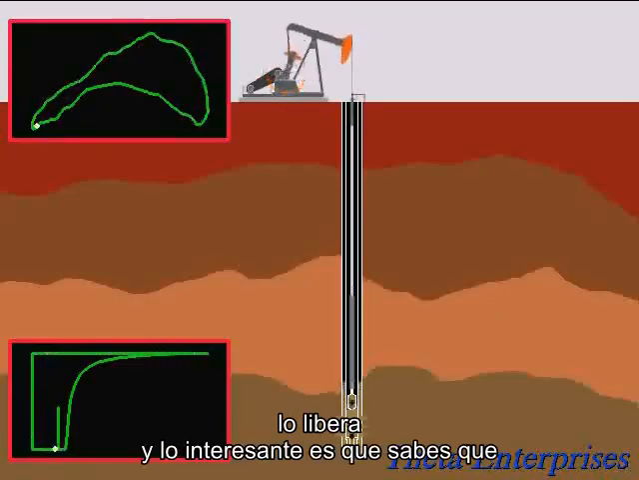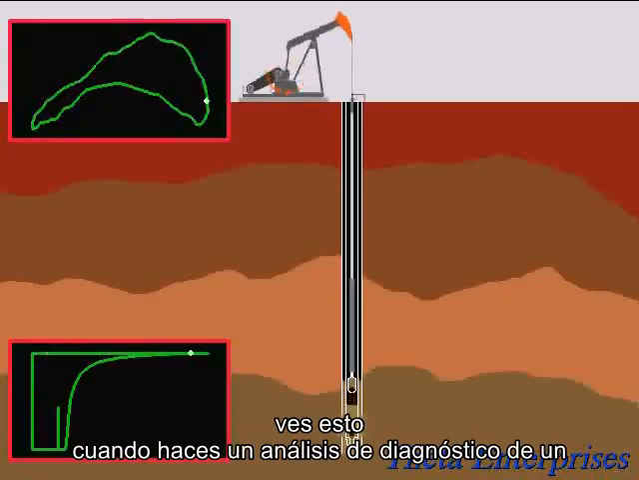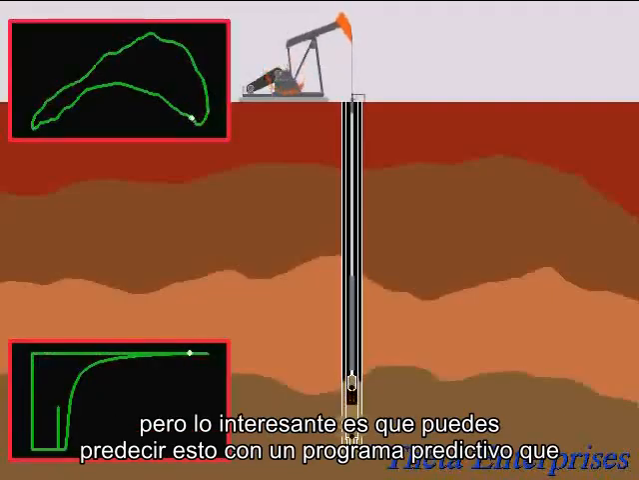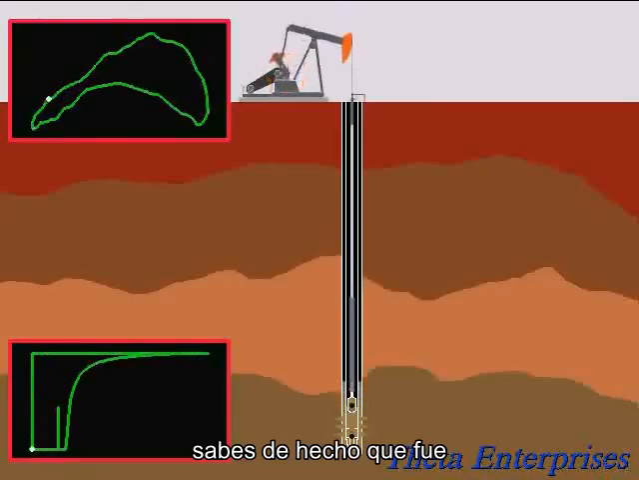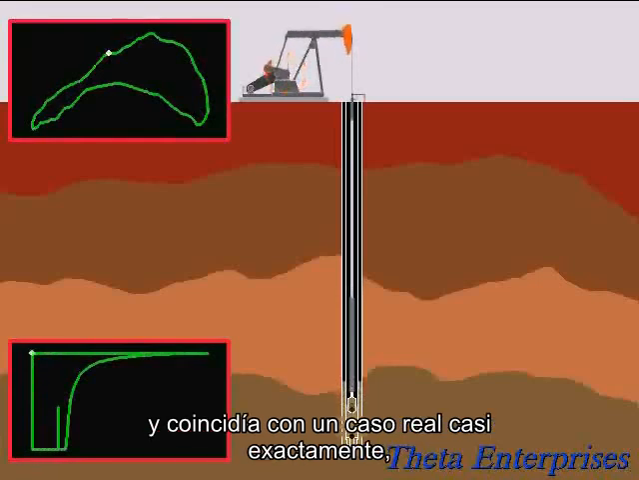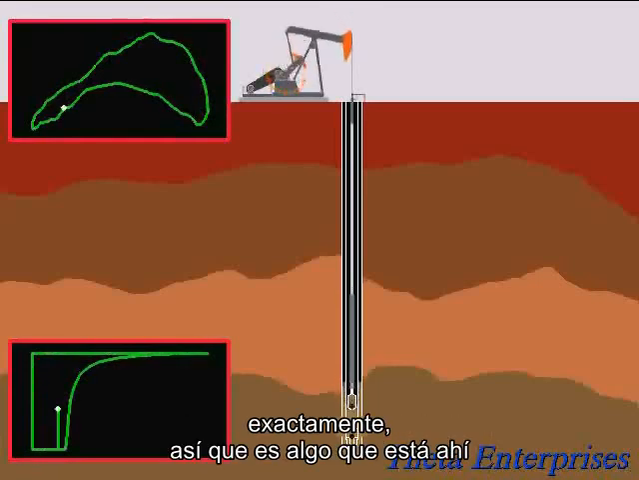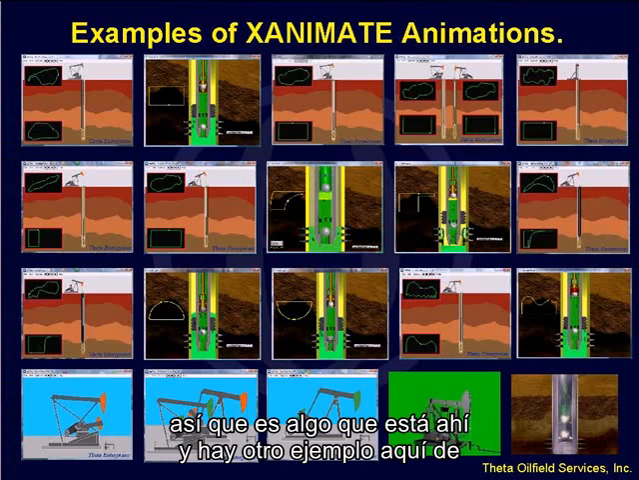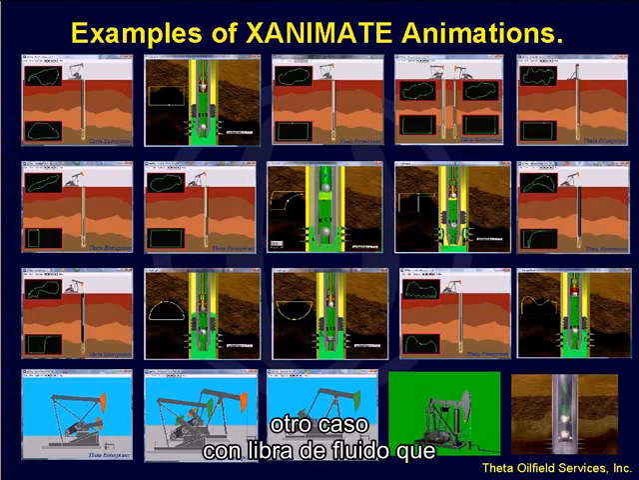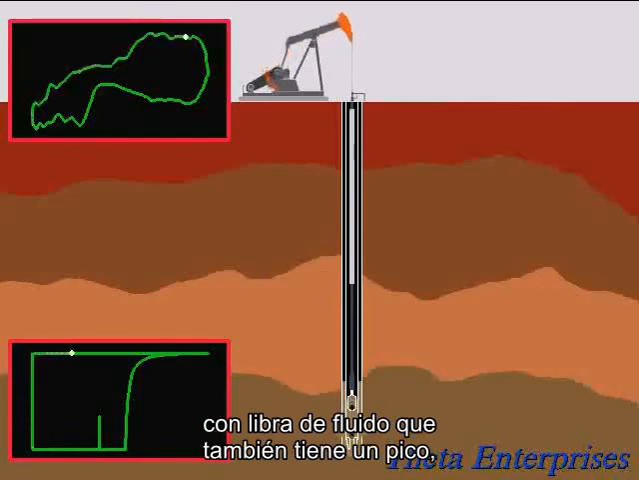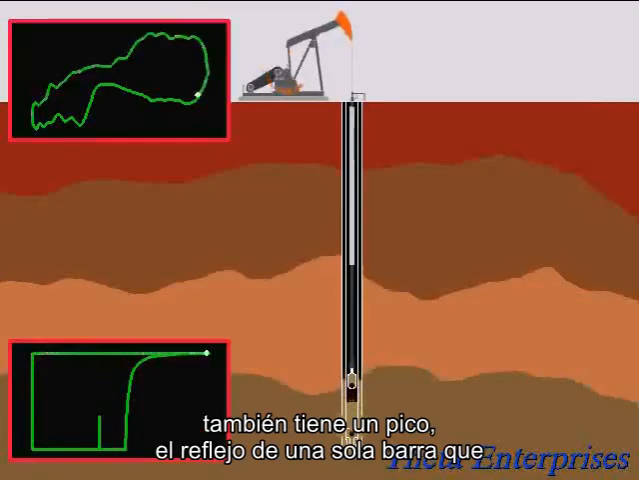What's interesting is that you see this when you do a diagnostic analysis of an actual well, but you can also predict it with a predictive program. As a matter of fact, this was done with Rodstar, and it matched an actual case almost exactly. So it's something that's there. And there is another example here of another case with fluid pound that also has that spike, the reflection of a sinker bar.